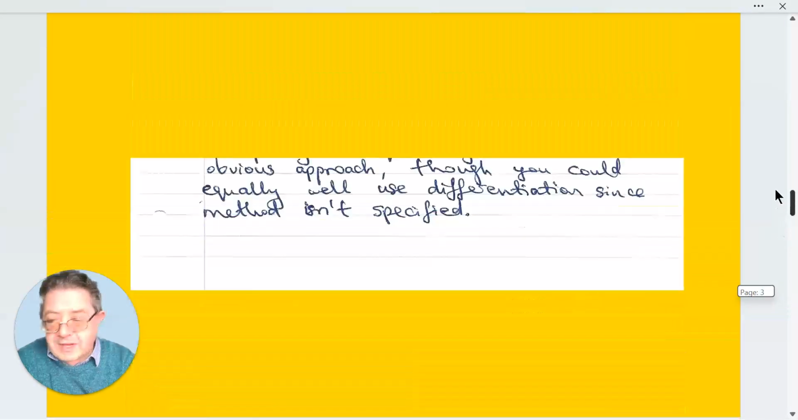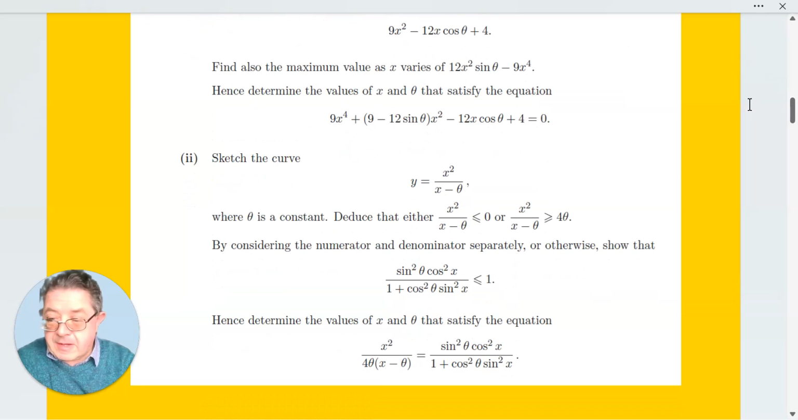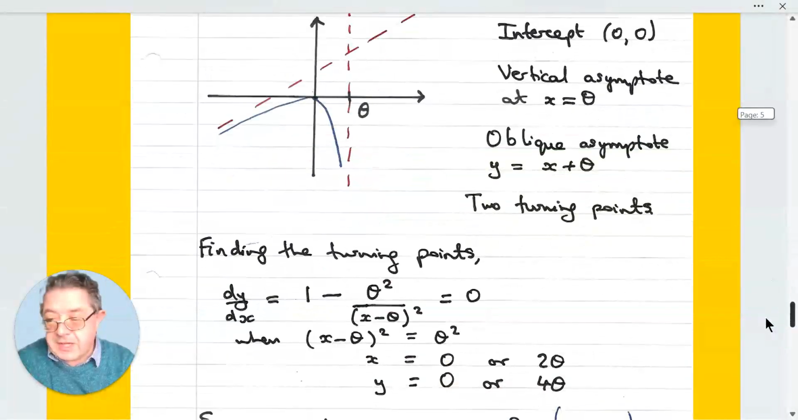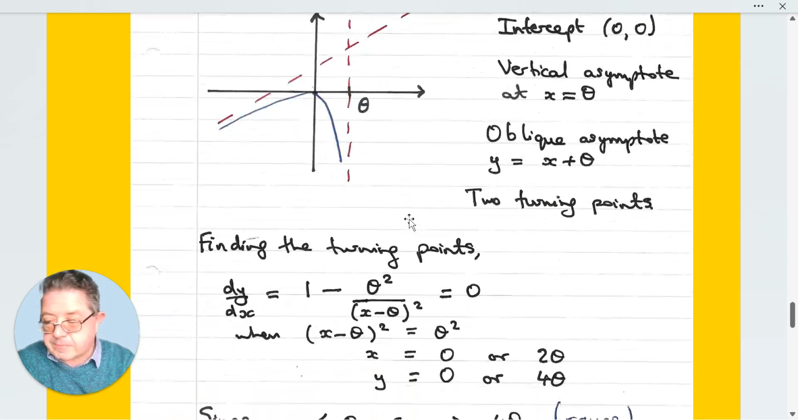We have been asked next to show that x squared over (x − θ) is either less than or equal to 0 or greater than or equal to 4θ. So we need the range of y for the graph we've just drawn. In other words, we need to know the turning points. One of them is (0, 0). We need to find the other one.